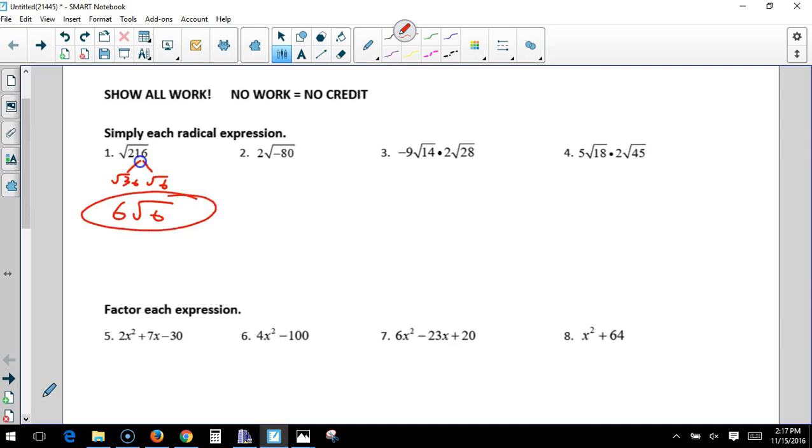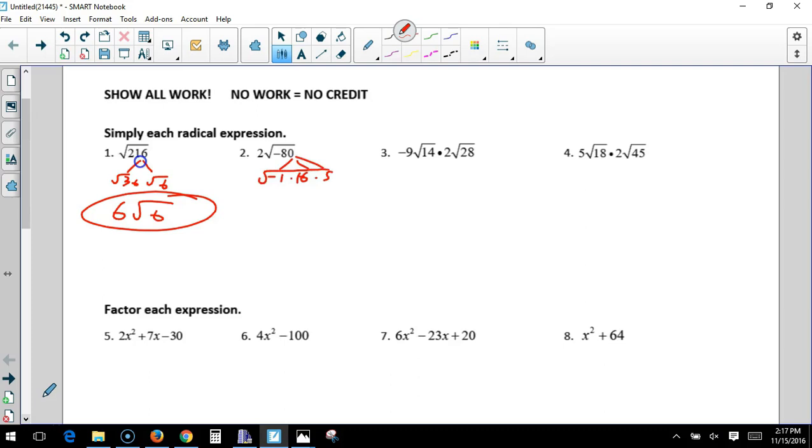Negative 80. Well, hopefully you recognize that 4 obviously goes into 80. But that would leave you 20. And there's a 4 in 20. And 4 times 4 is 16. So this actually breaks down to, don't forget the negative 1, then it's going to be 16 times 5. 5 times 16 is 80 times negative 1.